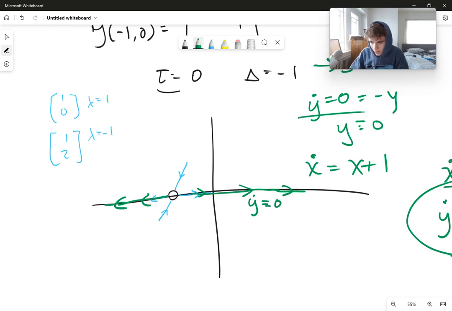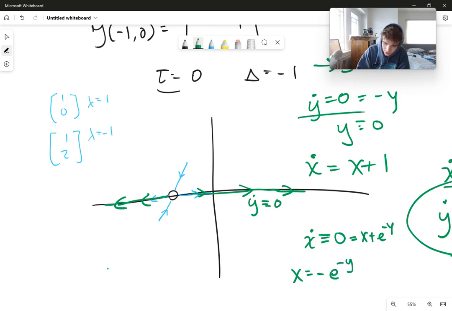Now there's another null line, and this is when x dot is equal to 0. This one is a bit more complicated because we have x plus e to the negative y equal to 0. So we get x is equal to negative e to the negative y. And this curve looks something like this. Let me try to draw it for y'all here. And notice how I did not draw it in line with the stable manifold of the saddle here.